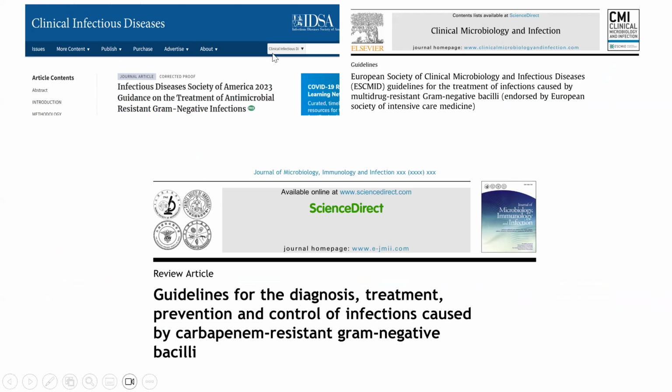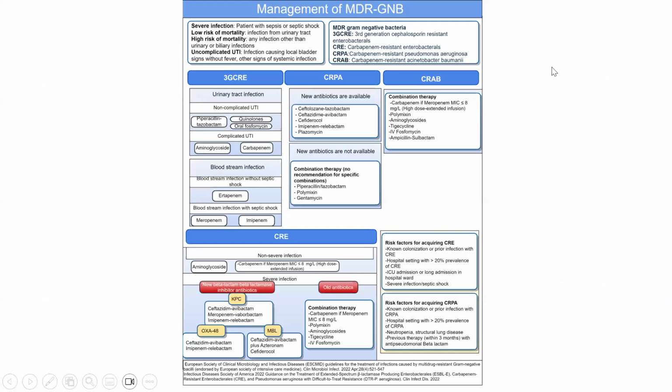And these are the resources that discuss the management of multi-drug resistant gram-negative bacteria. We have the Infectious Diseases Society of America, we have Clinical Microbiology and Infection from the European Society, and we have also sources from China as an Asian guideline.